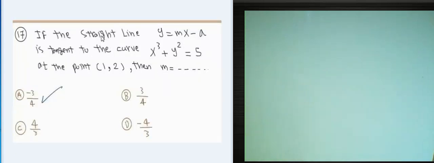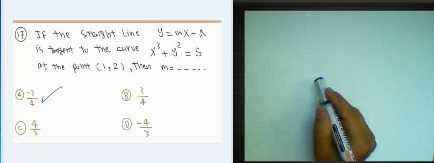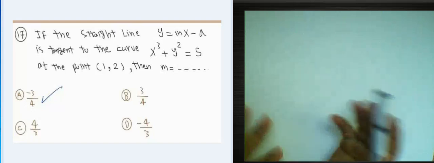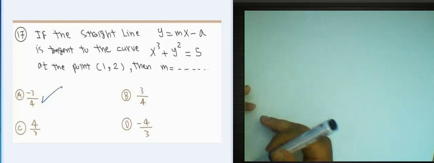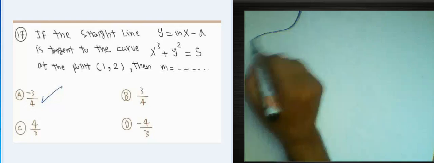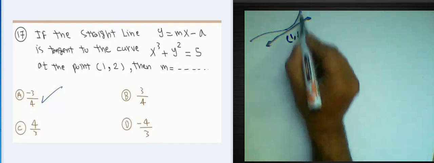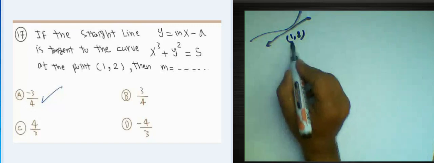Question 17. If the straight line y = mx − a is tangent to the curve x³ + y² = 5 at the point (1, 2), then m equals what? What's the meaning of tangent to the curve? It means the curve and the line meet at this point (1, 2), and the slope of the curve equals the slope of the straight line at that point.